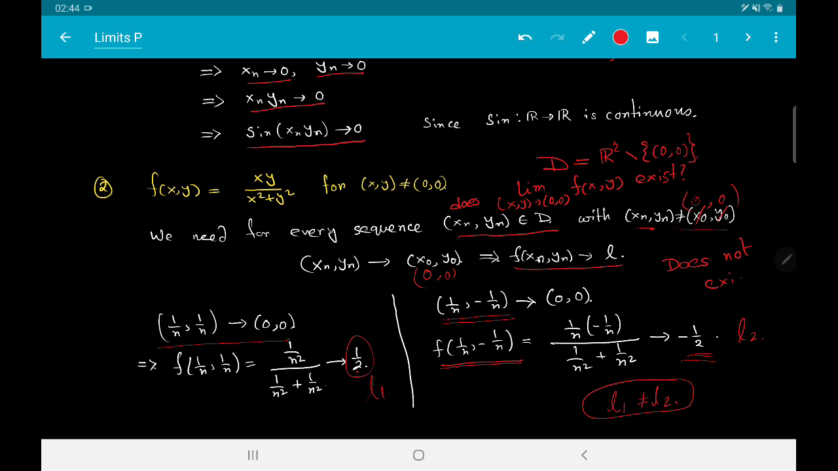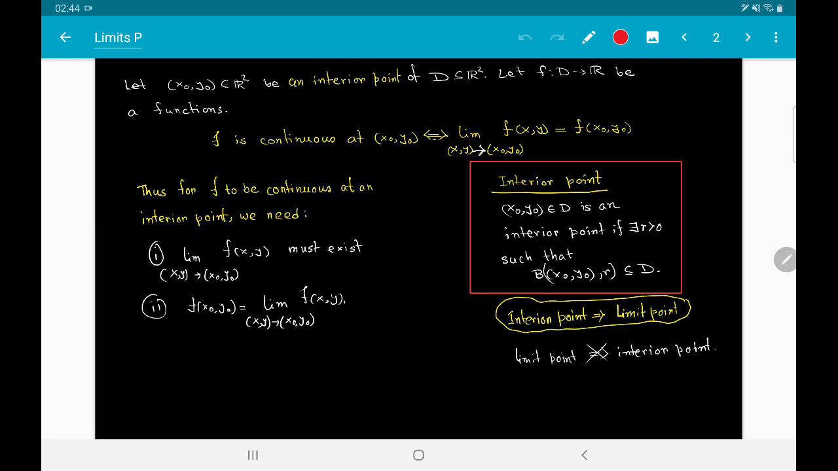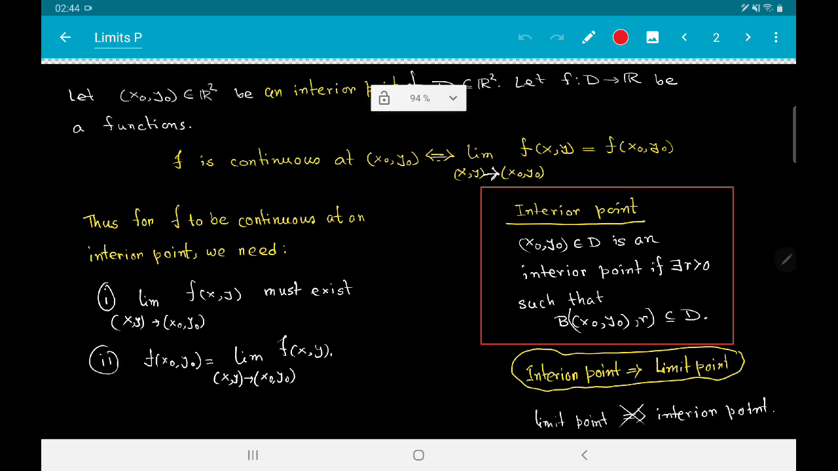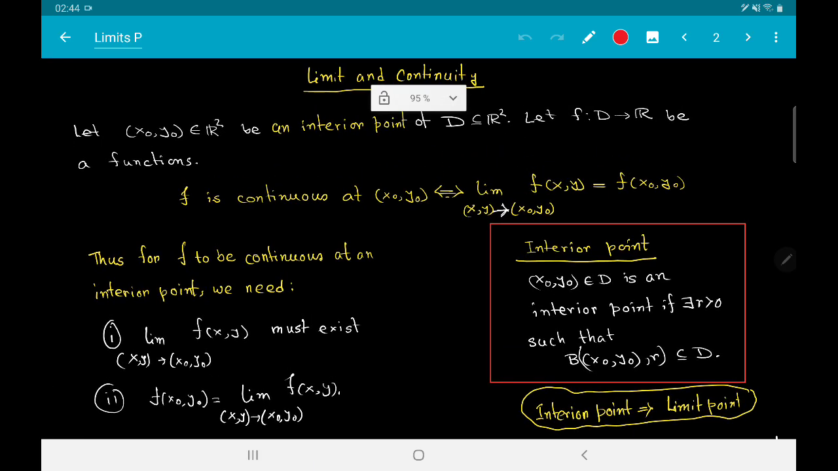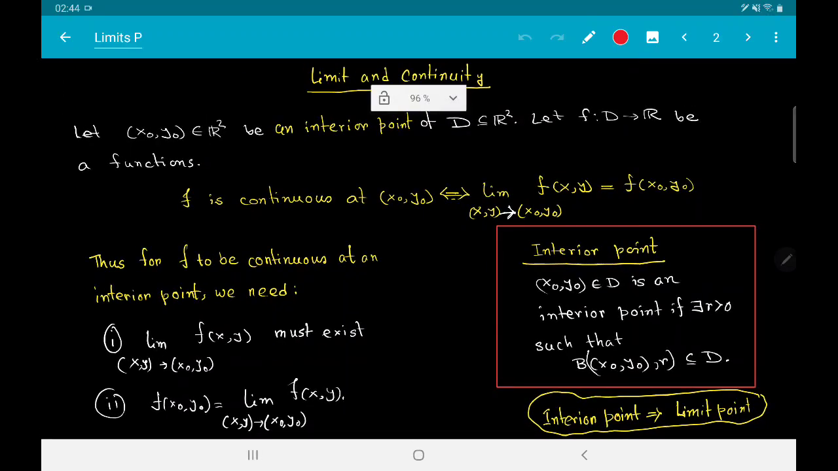Limit does not exist. So this is our conclusion. Let's go ahead. So now we talk about interior points. So why do we need to do that?